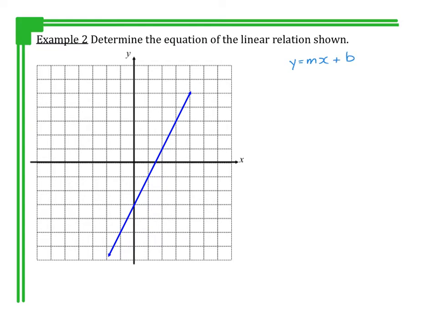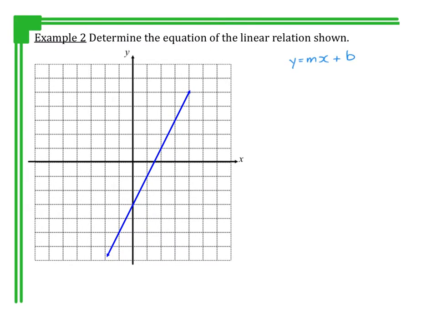We're going to start off by identifying the y-intercept. This line crosses the y-axis at the point that I'm drawing right now, which is at negative 3. So that means my b value is negative 3. Now I need to determine the slope of the line by calculating the rise and the run. In this example, when I look at the line, it isn't giving me any points on the line.